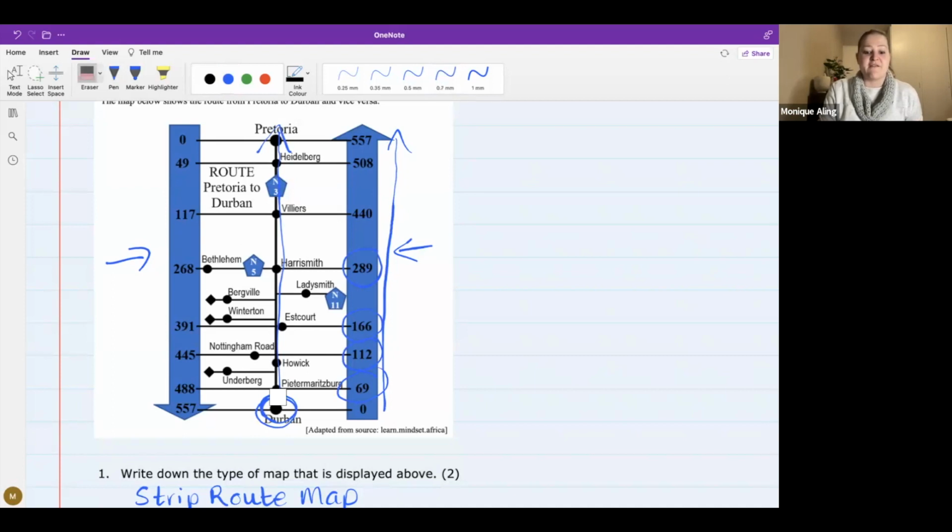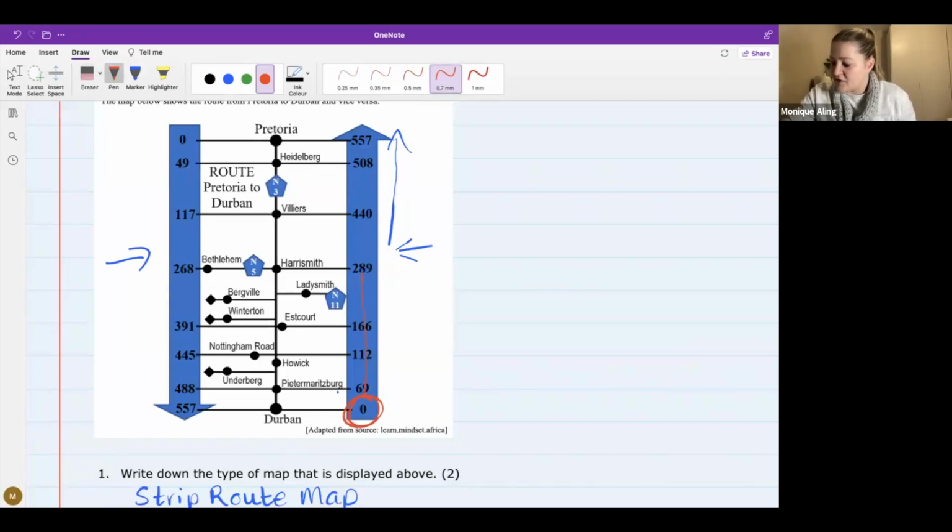So for example, if I wanted to know the distance from Durban to Harrismith, I start at the bottom on the right-hand side, start at Durban, and I go all the way to Harrismith. So from Durban to Harrismith, it is 289 kilometers. This strip route map shows you the full distance from Durban to Pretoria, and that is 557 kilometers. So that is how you read this kind of map.